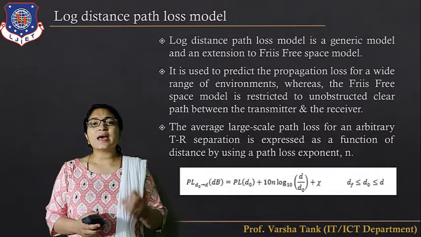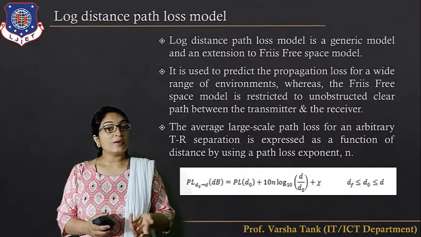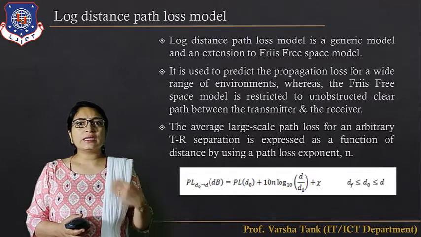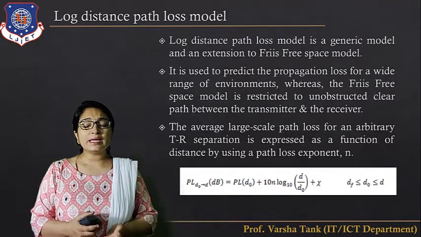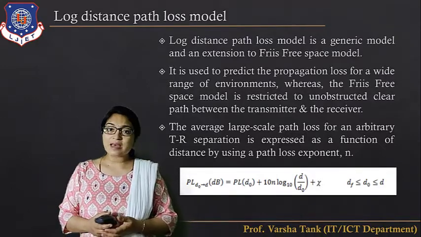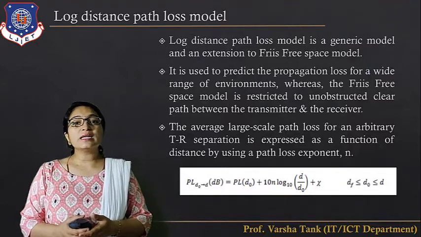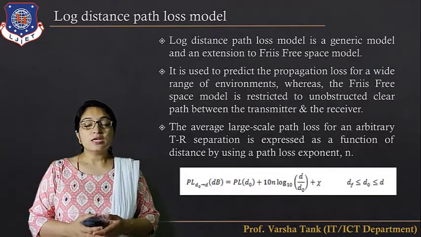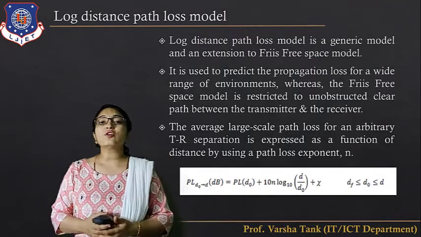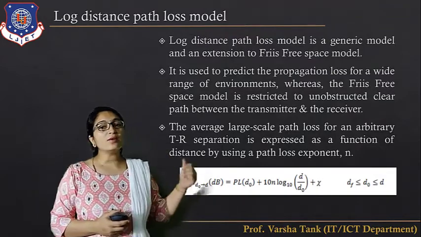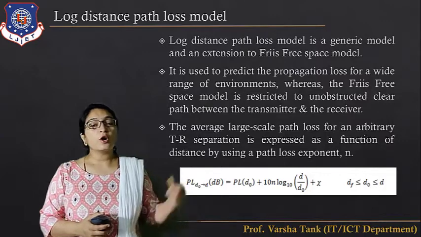In practice, a medium is rarely free of obstacles. Any obstacle, whether an environmental obstacle, a mountain, or a building, may be between the transmitter and receiver. So the free space loss model is not appropriate for that, and that's why this is the extension of the free space loss model. Here we are considering the obstacles.